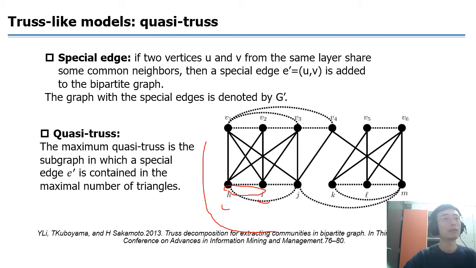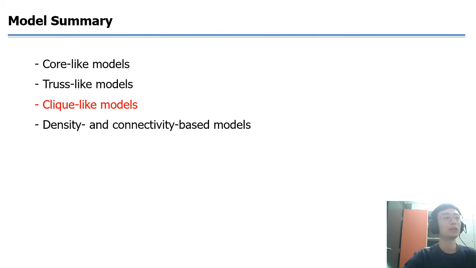After that, we can identify the maximum quasi-truss, which is the subgraph in which a special edge is contained in the maximal number of triangles. So after obtaining the quasi-truss, we can remove these special edges, which results in dense subgraphs in the original bipartite graphs. Next, I will introduce the clique-like models.